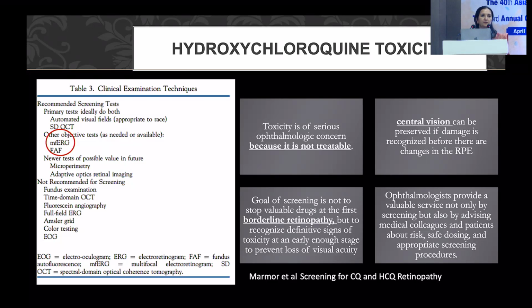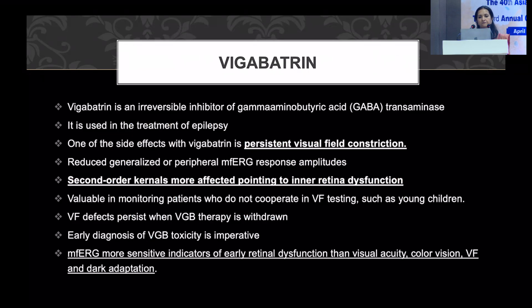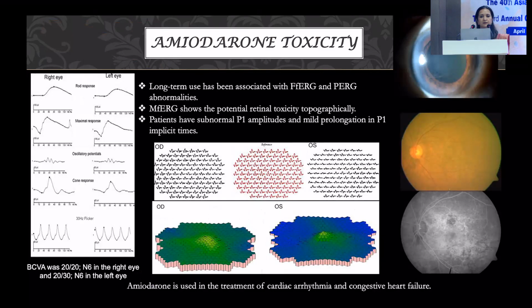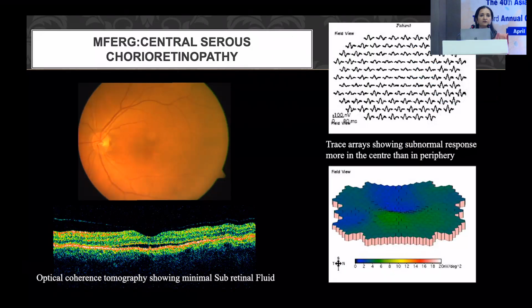Why I think OCT is coming ahead of MFERG is, sadly, the availability of OCT is much more than MFERG, so they say that OCT is a must. MFERG, wherever possible, will actually give you a better and earlier affection. Vigabatrin is used as an anti-epileptic, and it is known to cause visual field defects. Sometimes children find it difficult to respond to perimetry. In them, multifocal ERG can also be done, and it is more sensitive. And desferoxamine toxicity is another drug toxicity.